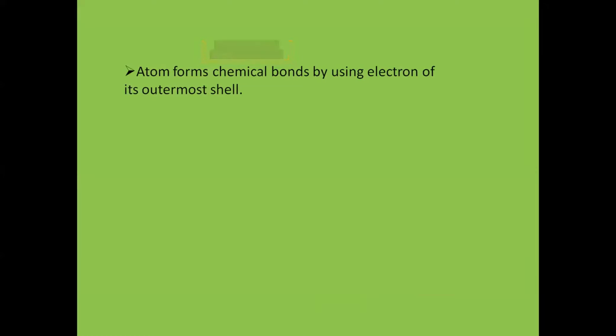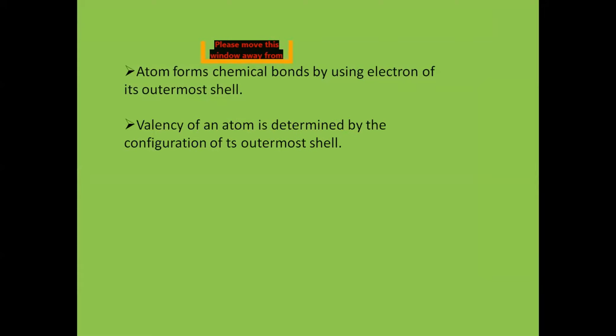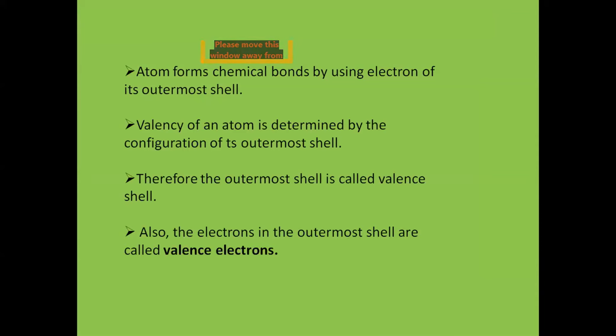How does a chemical reaction take place? It is basically the number of electrons participating in the shell, and the electron which is present in the last shell participates in a chemical reaction. And the valency of an atom is determined by the configuration of its outermost shell. The outermost shell will be called the valence shell, and the electrons in it will be called the valence electrons.